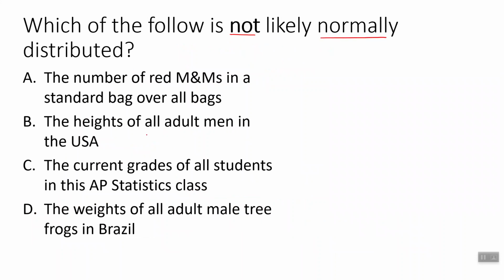So which one of these is not going to be normal? The number of red M&Ms in a standard bag over all bags of M&Ms, the height of all adult men in the USA, the current grades of all students in this AP statistics class, the weights of all adult male tree frogs in Brazil. So which one is not going to be normal?